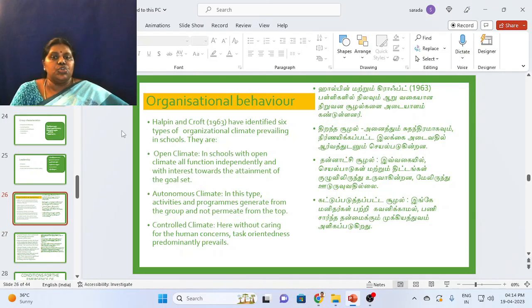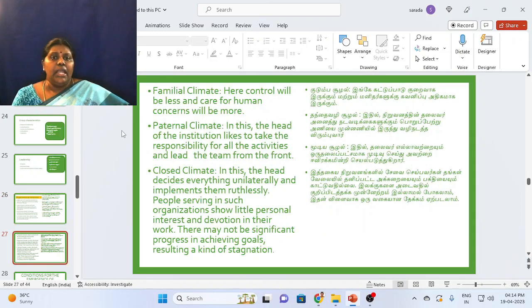Open climate. In schools with open climate, all function independently and with interest towards the attainment of the goals set. In autonomous climate, activities and programs generate from the group and do not permeate from the top. Controlled climate. Here, without caring for human concern, task-orientedness predominantly prevails. In familial climate, control will be less and care for human concern will be more.